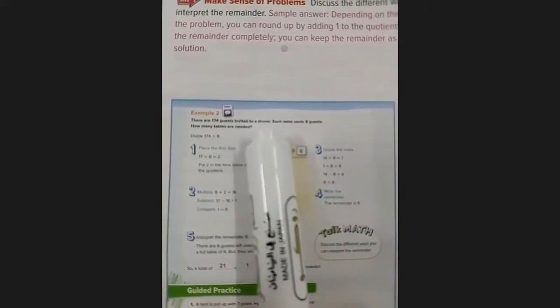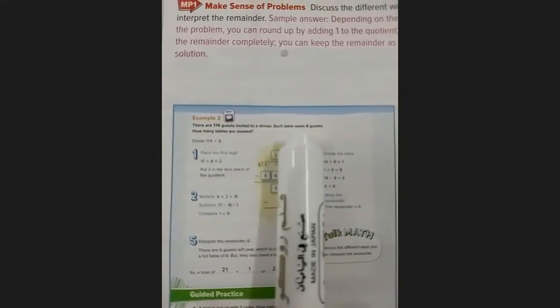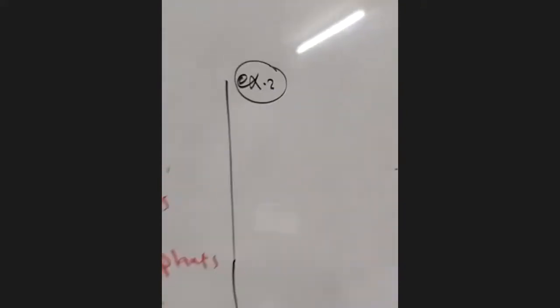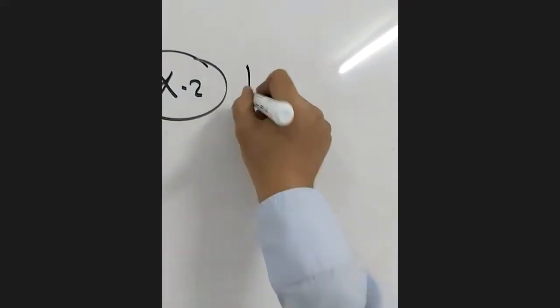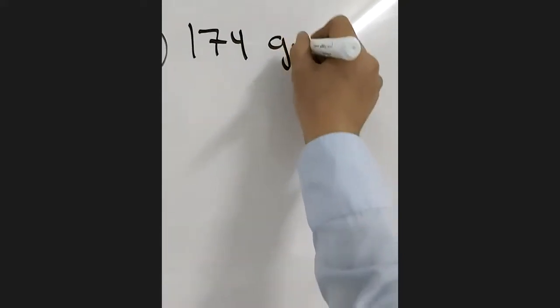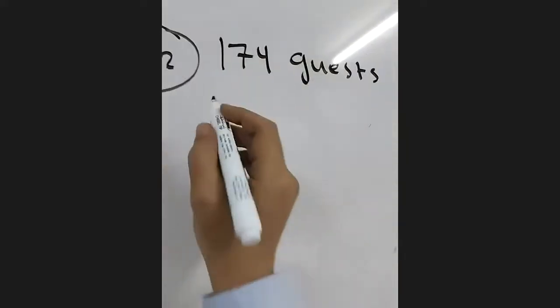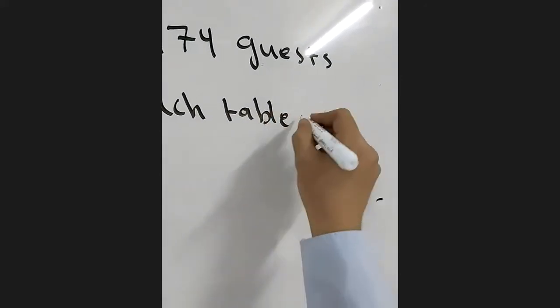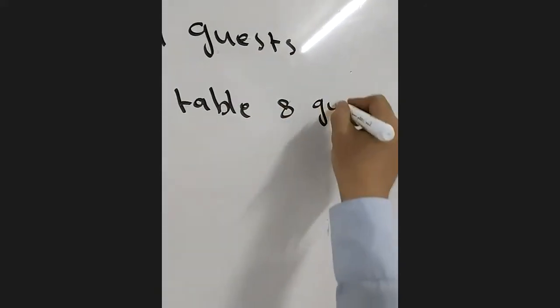There are 174 guests invited to a dinner. Each table seats 8 guests. How many tables are needed? Good. Look at the board, guys. 174 guests. On each table, we can have 8 guests.